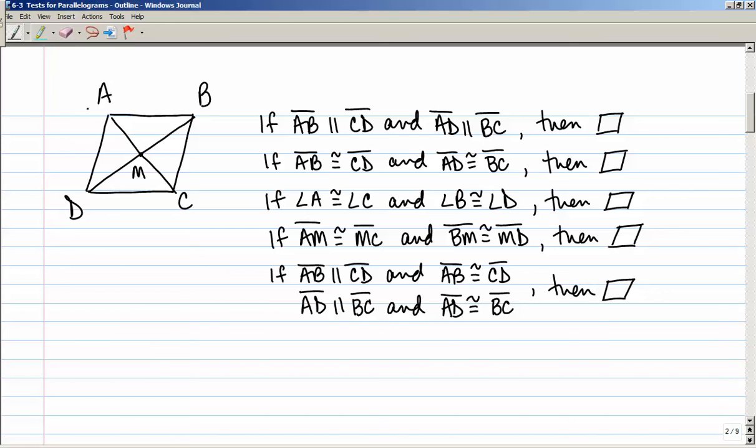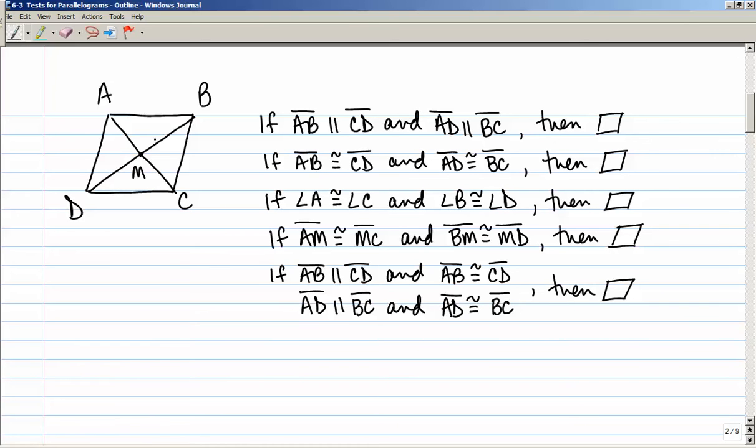Here we have quadrilateral ABCD with diagonals that intersect each other at point M here. The first one said if AB is parallel to CD, so top and bottom are parallel to each other, and AD is parallel to BC, left and right, then it is a parallelogram. Second one, if AB is congruent to CD, top and bottom are congruent, and AD is congruent to BC, left and right, congruent, then it's a parallelogram. The third one, if angle A, and here I'm talking about large angle A, is congruent to large angle C, and angle B is congruent to angle D, then it is a parallelogram.